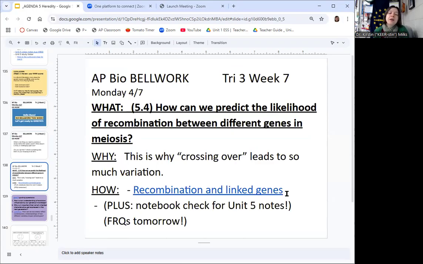All right. So today we're going to work on predicting the likelihood of recombination between different genes in meiosis. And the reason is that this is why crossing over leads to so much variation. So we're going to talk about an assignment called recombination in linked genes. It is the last assignment other than the FRQ progress check, which we'll do tomorrow for this unit. And then I'll do a notebook check for you sometime soon.